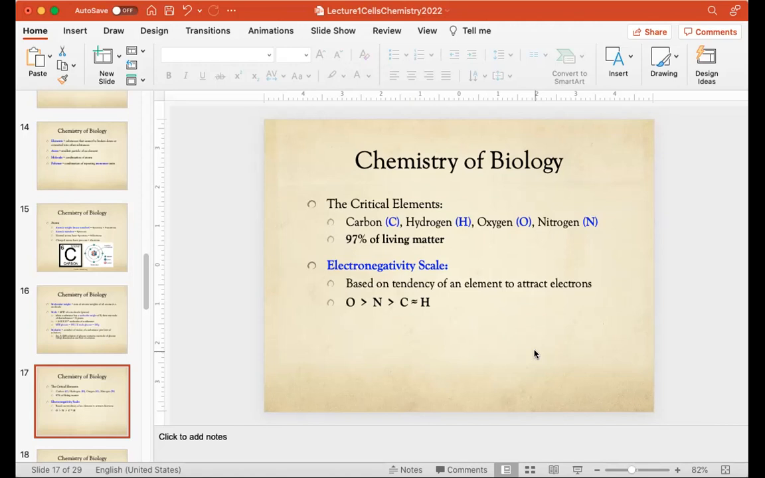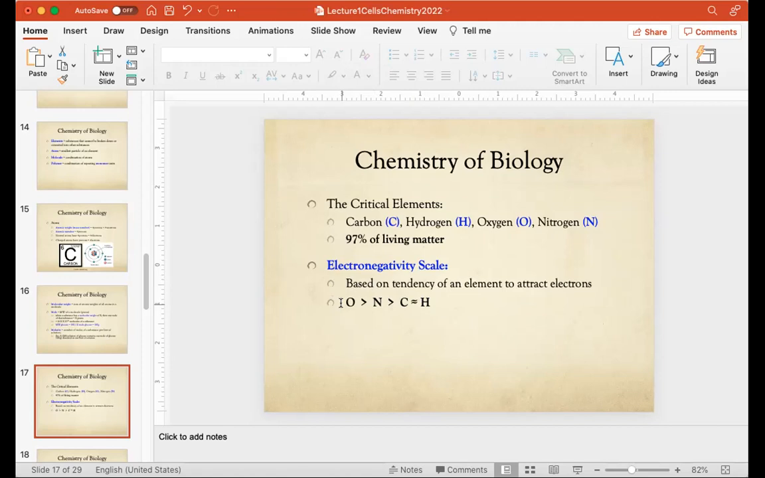It's a measure of how well an element can pull electrons towards it. And if we take our 4 critical elements and put them on a scale of electronegativity, it looks like this. The most electronegative is oxygen, followed by nitrogen, and that's followed by both carbon and hydrogen. Carbon and hydrogen have approximately the same electronegativity, so in biology, at least, we think of them as having the same electronegativity. Oxygen is the highest, then nitrogen, then both carbon and hydrogen.